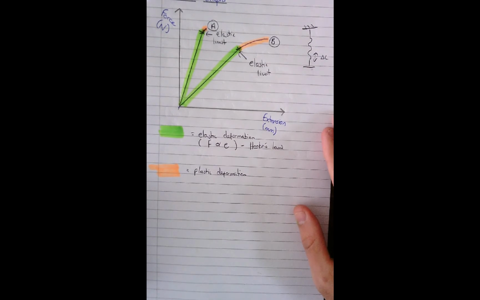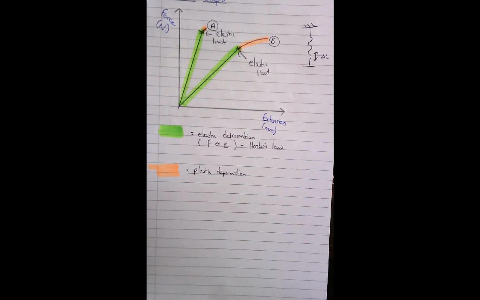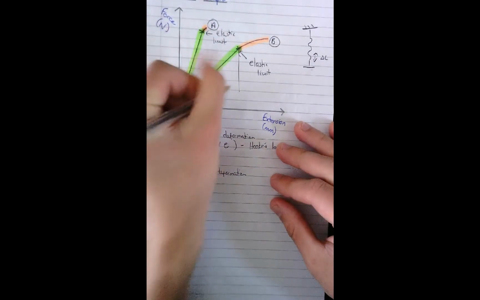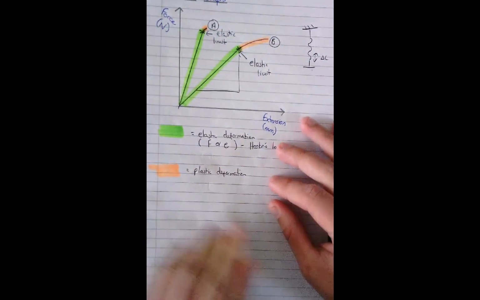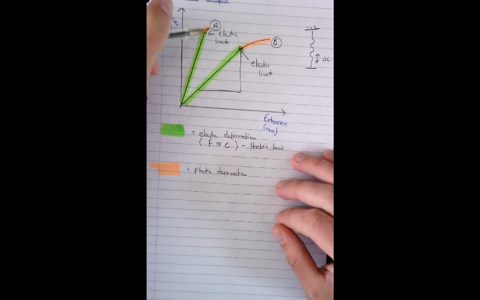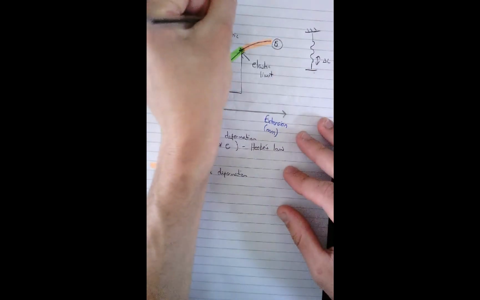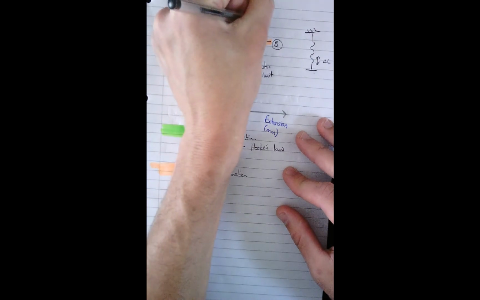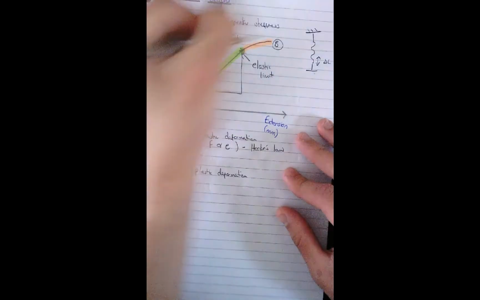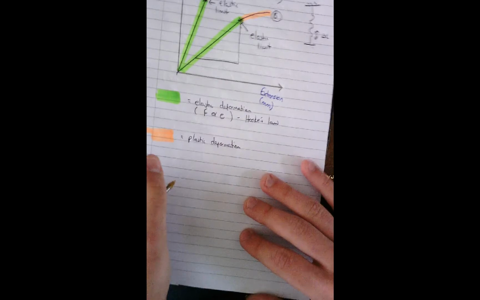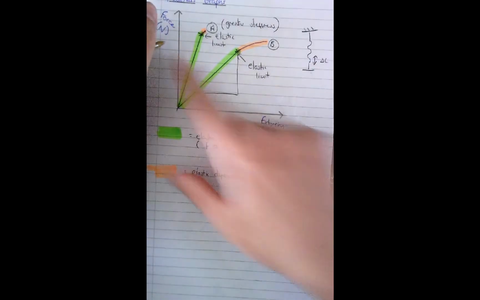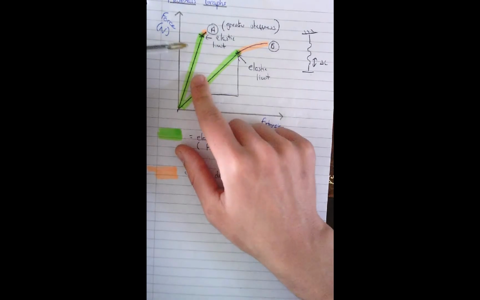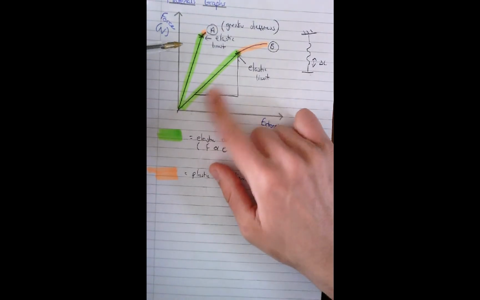As you've come to it before, the gradient of this graph gives you the stiffness. So we've got the fact here that A has got a steeper gradient, so this is going to have a greater stiffness. By that you know, because the gradient of this graph gives you the spring constant, that this material A is going to have a larger spring constant than this material B.